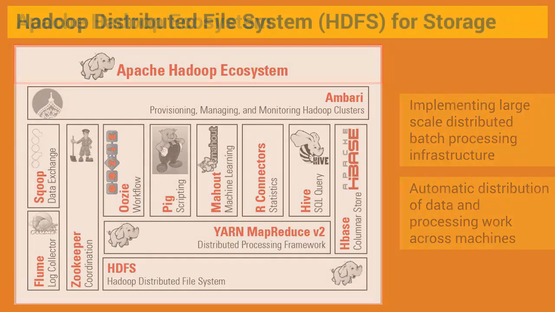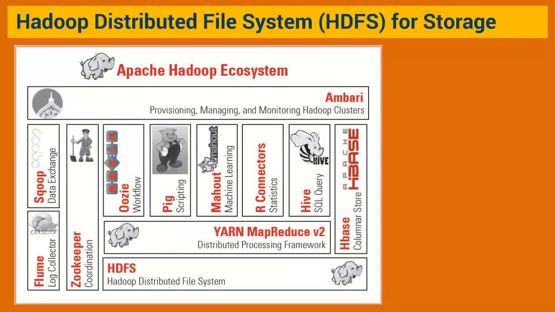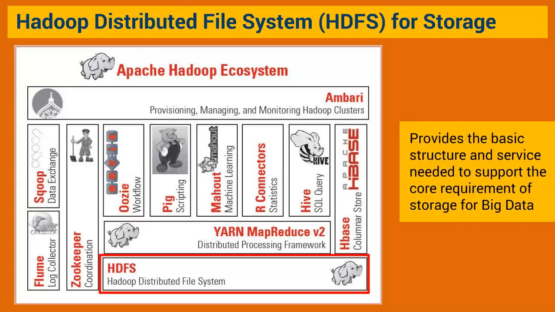The core of Apache Hadoop consists of two parts, a storage part and a processing part. Hadoop Distributed File System, HDFS, provides the basic structure and service needed to support the core requirement of storage for big data.